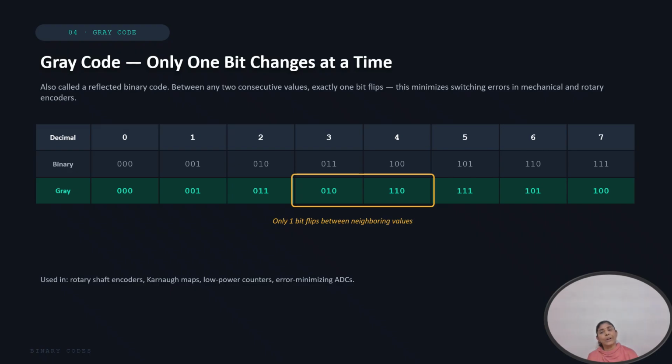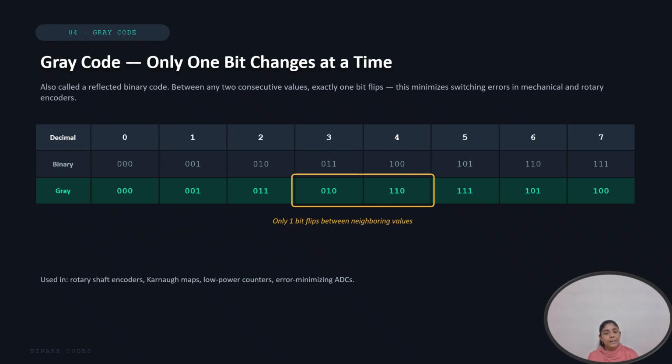So 7, when will you get the 7? 4 plus 2 plus 1, so all the weights should be switched on. The second row is your 4 2 1 code. The third row is a gray code. Already what I said, in the gray code, when comparing two consecutive values, only one bit should be changed. Check your decimal 0: the binary value is 000 and the gray code is 000. Check over your second value: 001. Only the LSB is flipped.